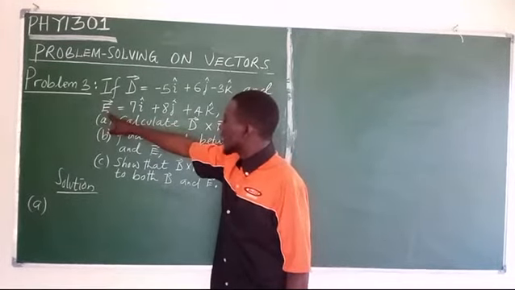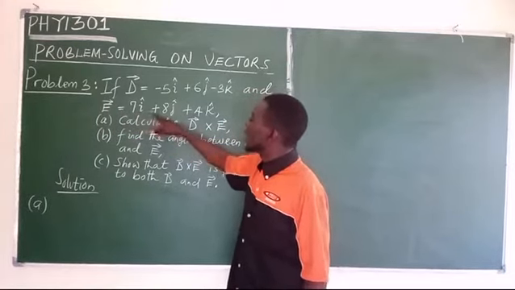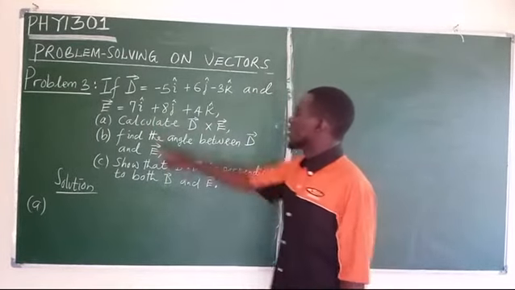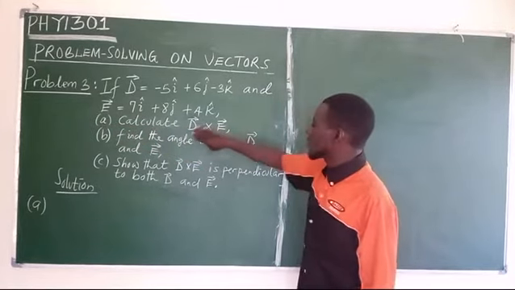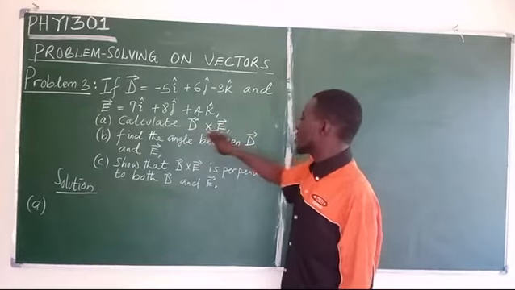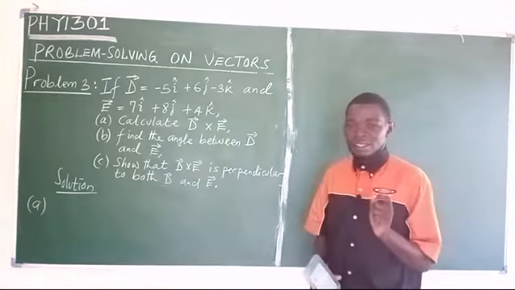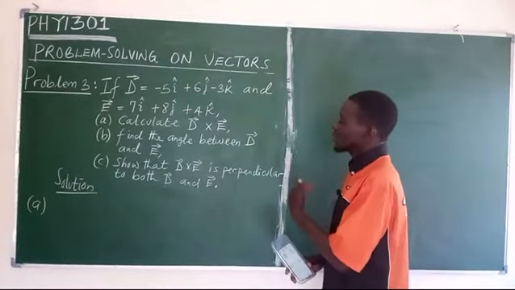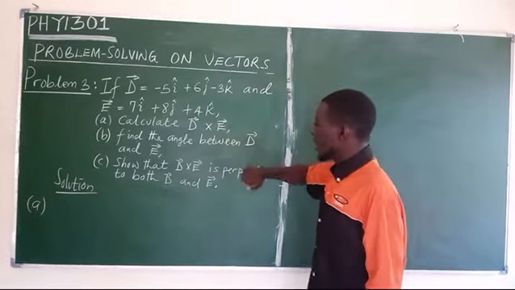Similarly, we have the second vector, vector E, is equal to 7 i hat plus 8 j hat plus 4 k hat. The first problem we are asked is to calculate D cross E, the cross product of D and E. This is going to be a vector too, since unlike the dot product, for which the result is a scalar, if it is a cross product, our result is also a vector. So we will get a third vector, D cross E.